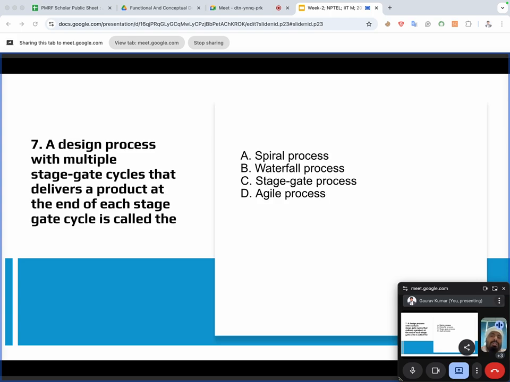So the key principles are customer collaboration over contract negotiation, responding to change over following a plan, and working software product over documentation, right?